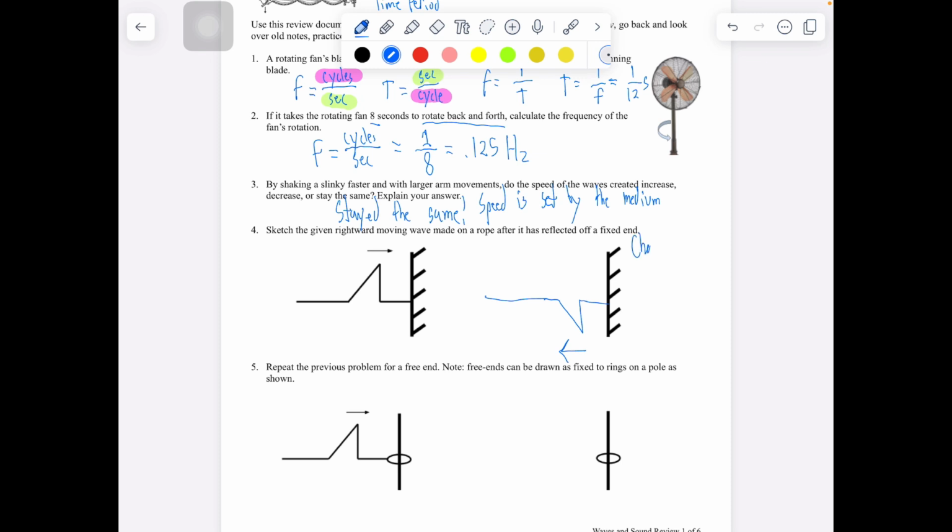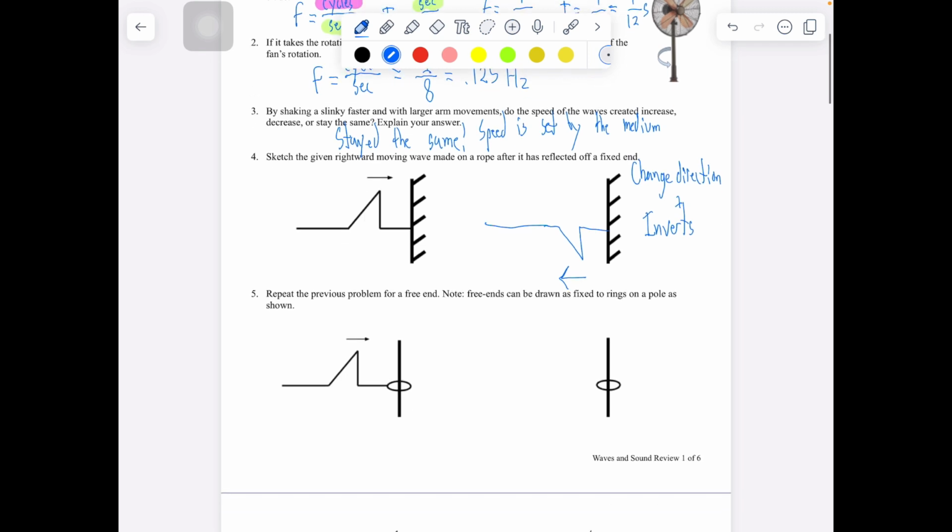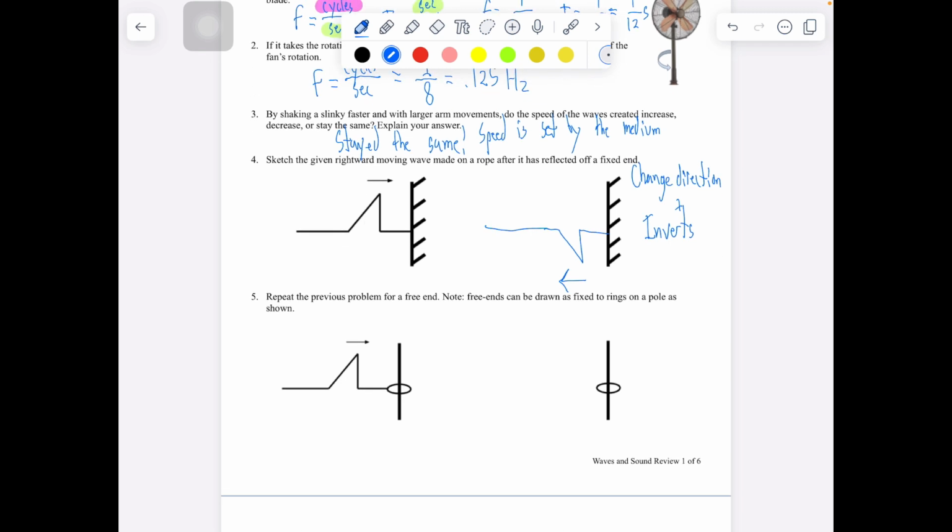So here, change directions, and it inverts. What about when we have a free end? If we have a free end, we're still going to get that reflection. We're still going to change direction, but there is not going to be any inversion.